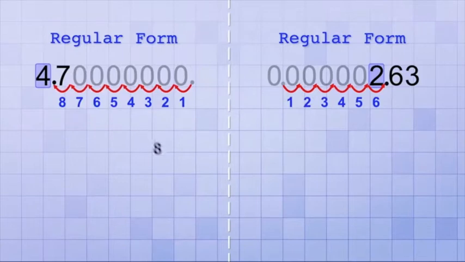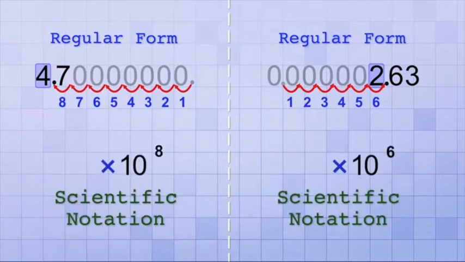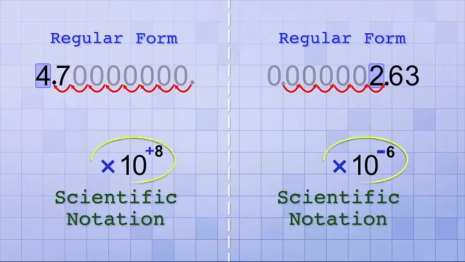The number of places you need to shift will be the exponent in the scientific notation form, but the sign of that exponent is determined by the direction you shifted. If you shifted to the left because you started with a big number, then the exponent will be positive. But if you shifted to the right because you started with a small number, then the exponent will be negative. So that gives you the times 10 to the something part of the scientific notation.